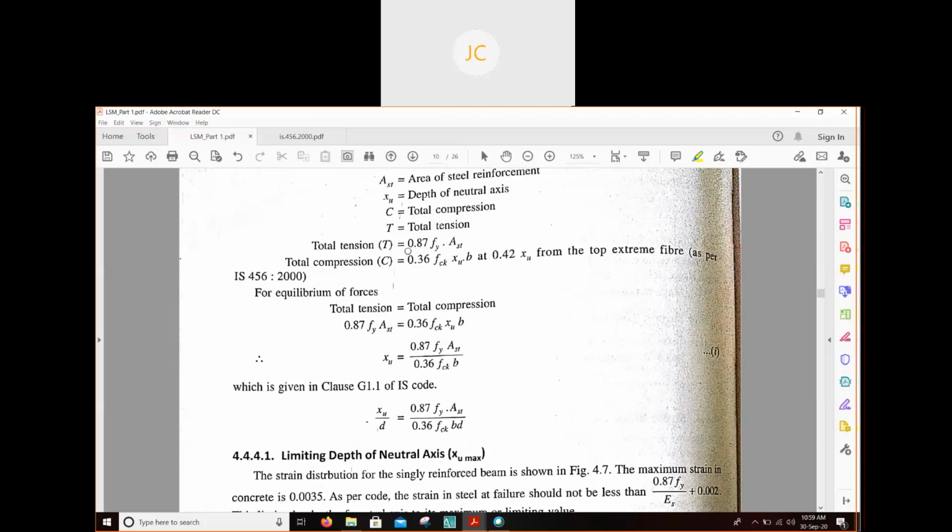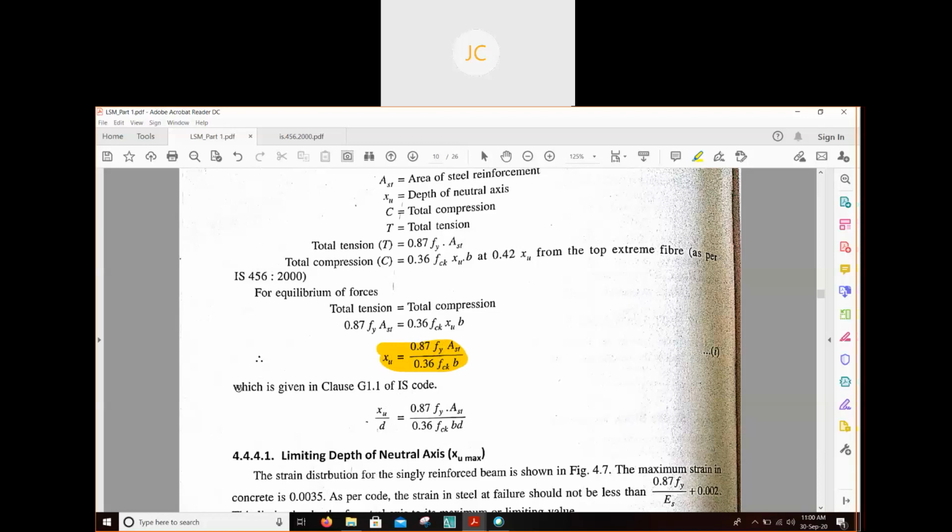Total tension is this much. Total compression is this much. For equilibrium, our total tension must be equal to total compression. So if you see these two values, XU is equal to this much. You don't need to remember these values, because this value is already mentioned in IS 456.